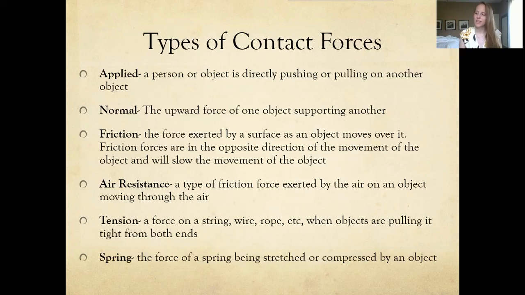And then spring is if you either stretch or compress a spring or something else that's elastic, like an elastic band. Where you either have to apply a force. So if you were to squish the spring, you would use applied force to squish it, and then the force of the spring pushing outwards on your hand would be the spring force. Same thing, you could pull on the spring using applied force, and then the force of the spring pulling back inwards would be the spring force.